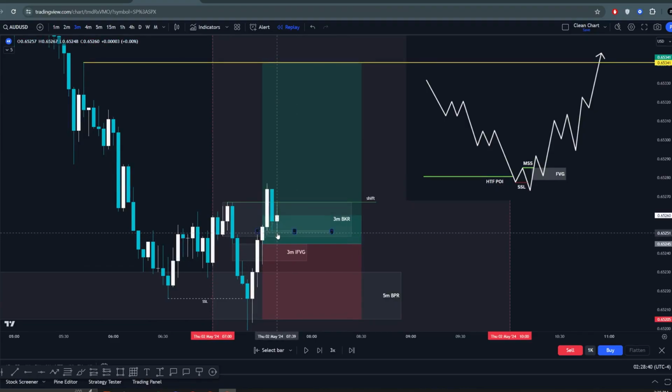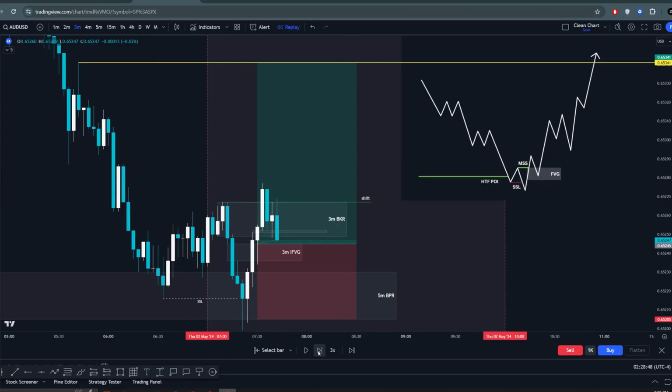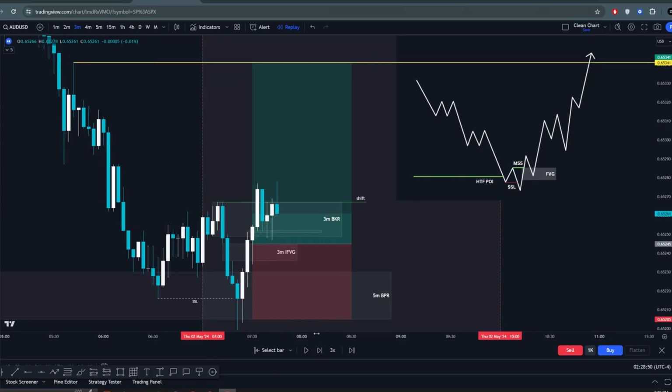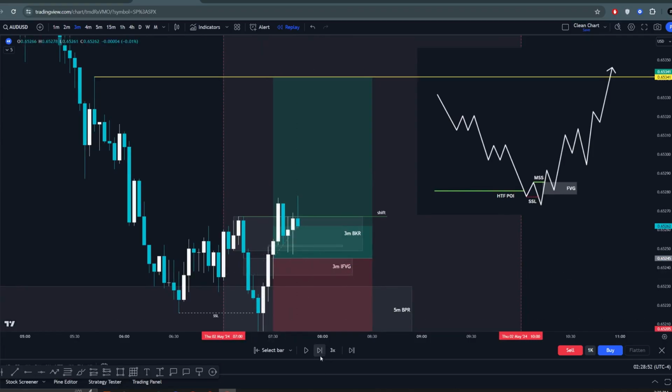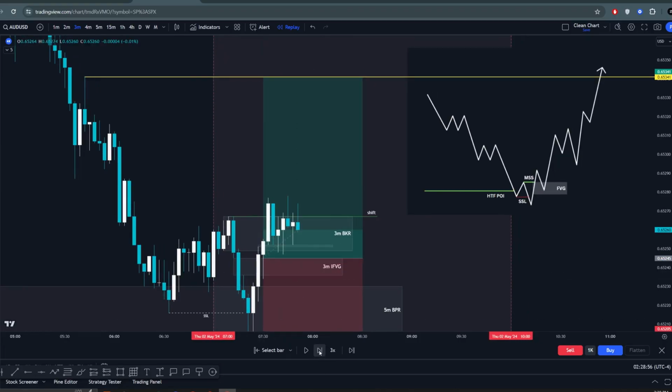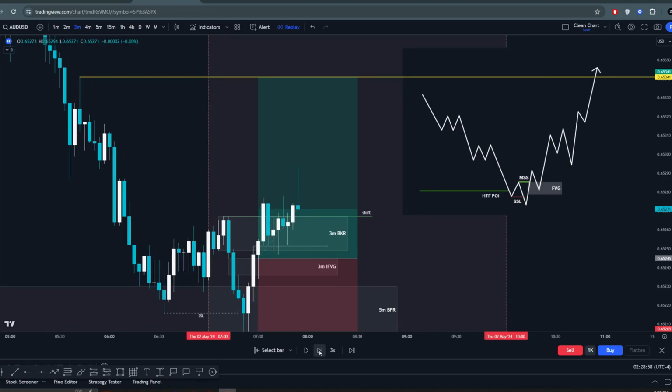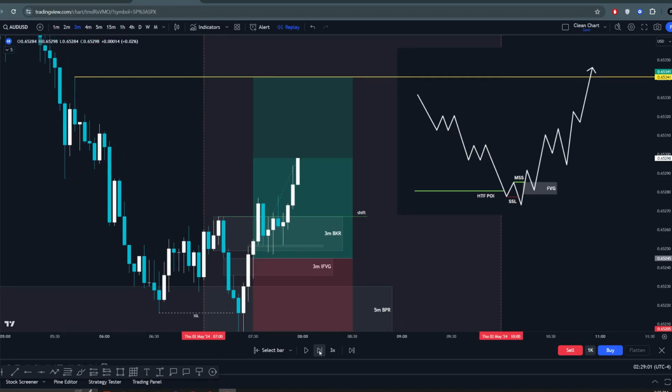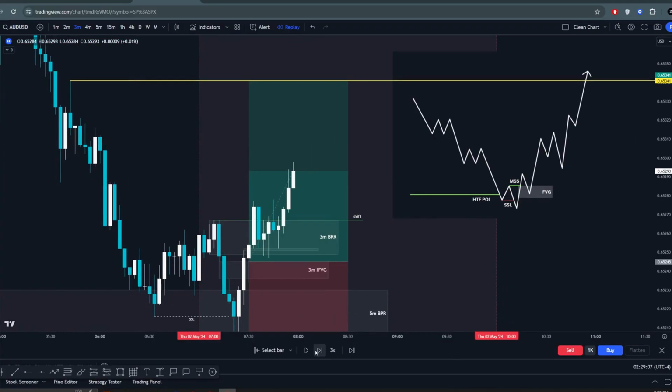Price went into that small fair value gap. You can enter right there or in this 3-minute breaker block, and let's see. The price is now trying to move higher. And there we have it. It's now going higher. This is my take profit. Almost 2.5 risk to reward.